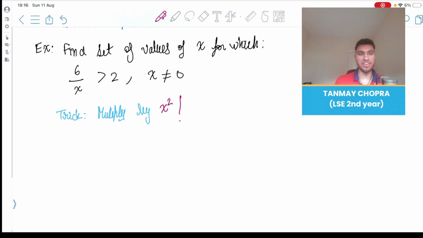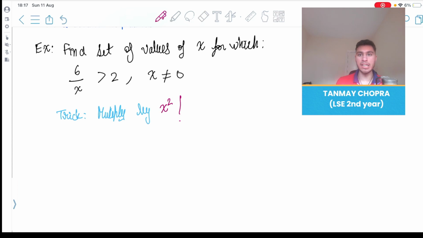So this is a slightly different example. I'm given the equation 6 over x is greater than 2 and x is not equal to 0. If I were not given the constraint x is not equal to 0, then I would have to probably sketch. But here I can even do it algebraically.